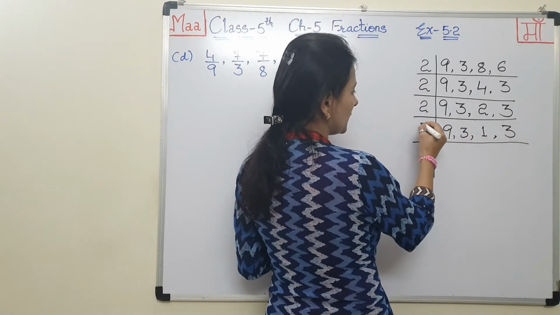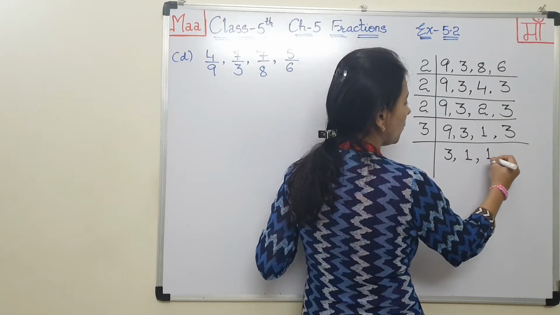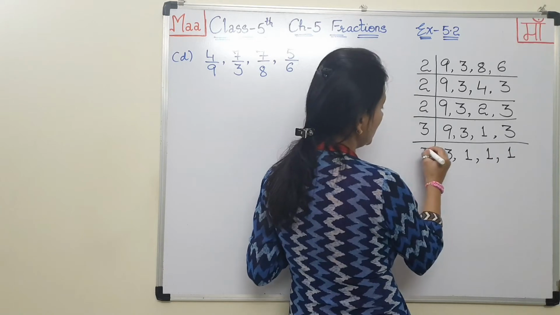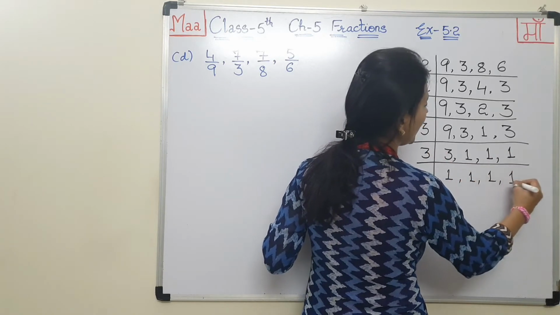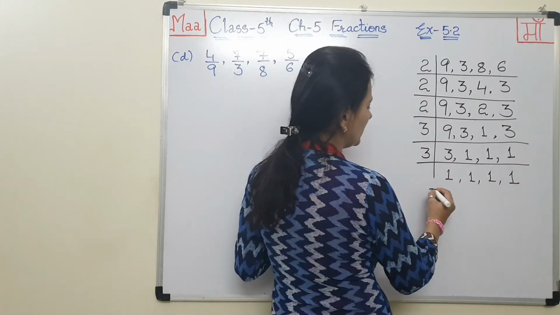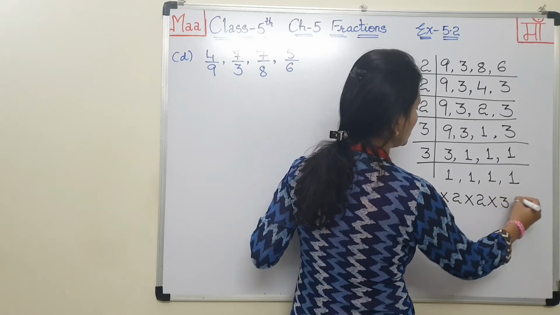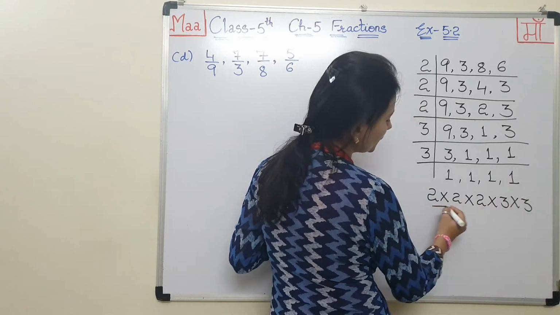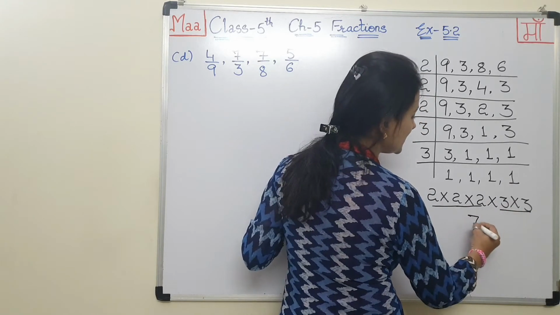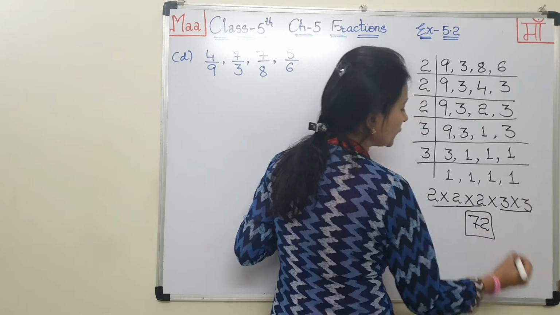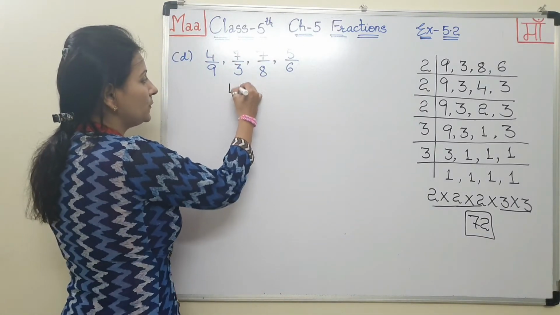And then by the table of 3 now. So 3 3s are 9, 3 1s are 3, 1 as it is, and 3 1s are 3. Again by the table of 3. So 1, 1, 1 and 1. So now we will multiply the prime numbers. 2 into 2 into 2 into 3 into 3. So 2 2s are 4, 4 2s are 8, and 3 3s are 9, and 8 9s is equal to 72. So here the LCM of these denominators is equal to 72.